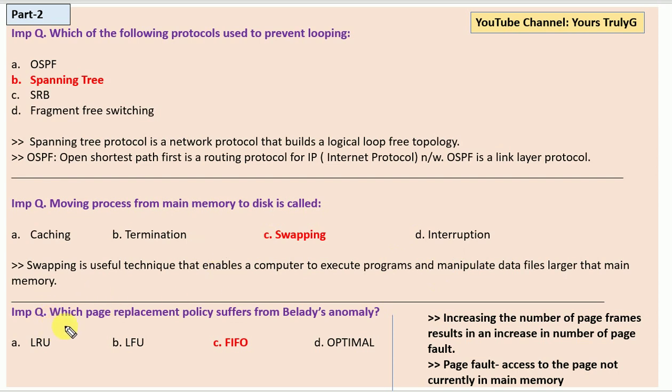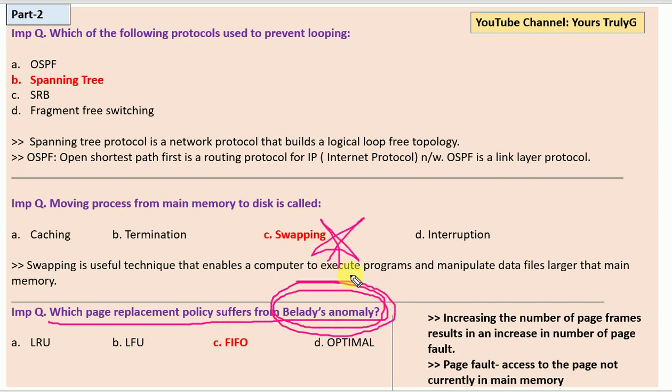So the next question is, which page replacement policy suffers from Belady's anomaly? This is also a very, very important question. Belady's anomaly is asked many times, and they will ask a simple question like, Belady's anomaly is associated with which page replacement policy algorithm? Such type of question they frame. So I think now you will not forget this question. Belady's anomaly is related to first in, first out, FIFO.